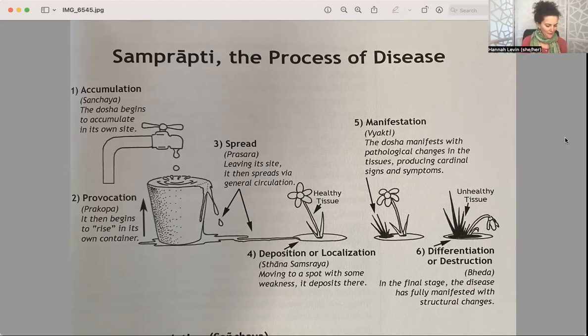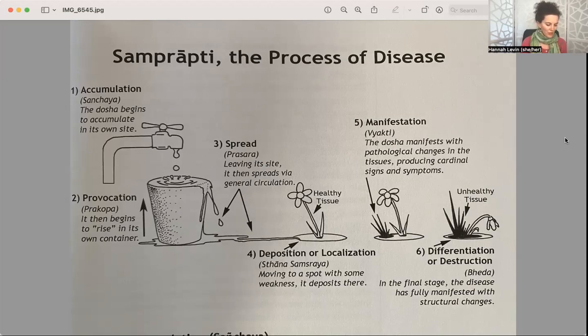accumulation. So this marks the first stage of imbalance. In this stage, vata, pitta, or kapha accumulate in their own sites. Symptoms at this stage are usually mild and intermittent, but the condition can be detected even at this early time. So again, we're paying attention, noticing things might show up in different ways.